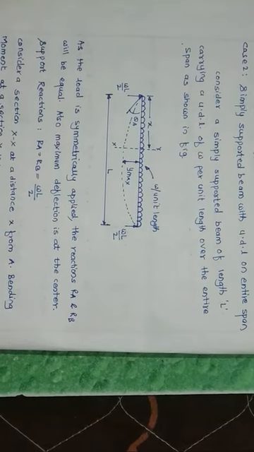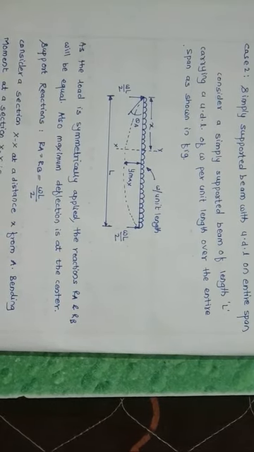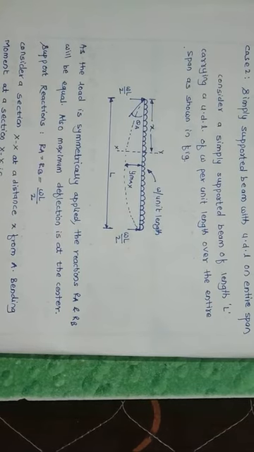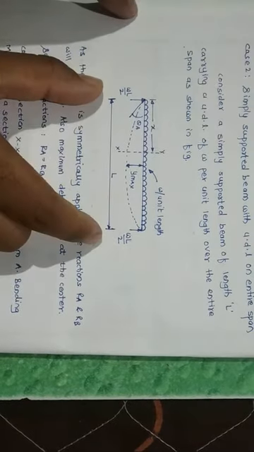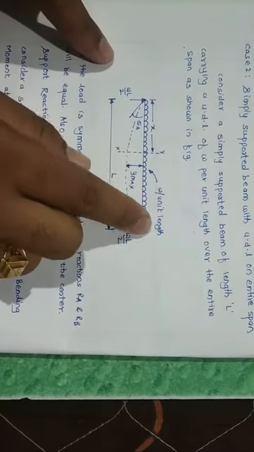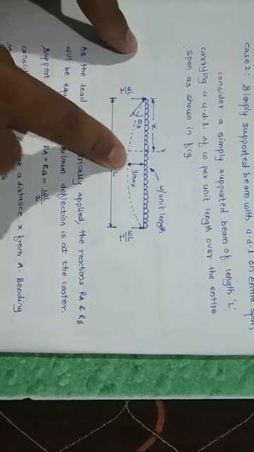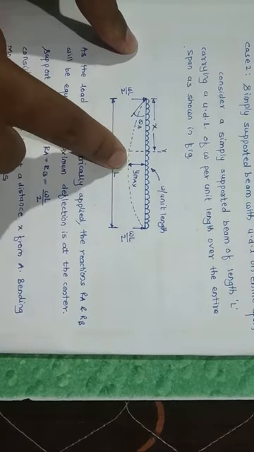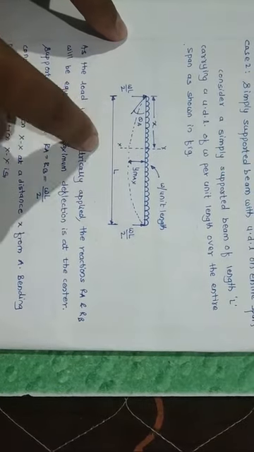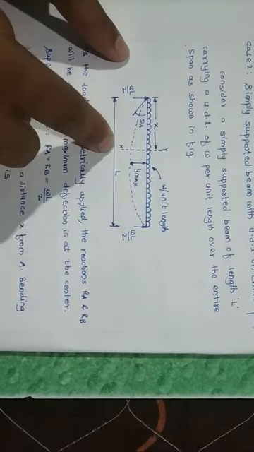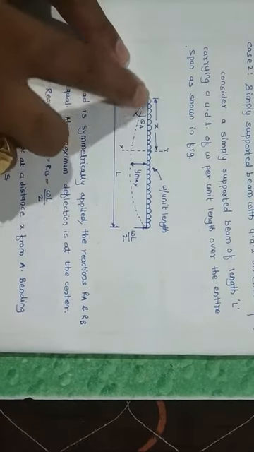Now consider a simply supported beam of length L carrying a UDL of W per unit length over the entire span, as shown in the figure. This is length L, and W per unit length is the UDL. This is point A, this is point B. At the center there is the maximum deflection, Y max. The XX section is at a distance X from point A.